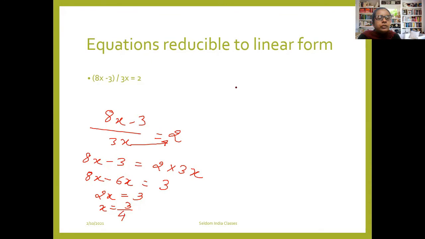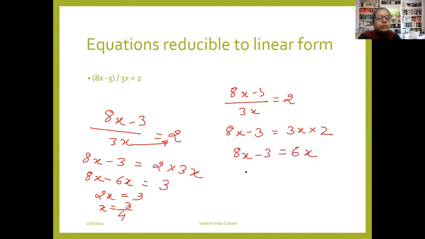What we have done here is 8x minus 3 by 3x equals 2. In the start, this doesn't appear as a linear equation. We just perform some mathematical operation and convert it to linear. 3x into 2, so 8x minus 3 equals 6x. Now move x terms to the left hand side, 2x equals 3 and x equals 3 by 2.